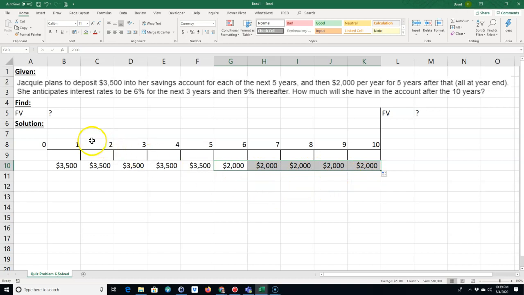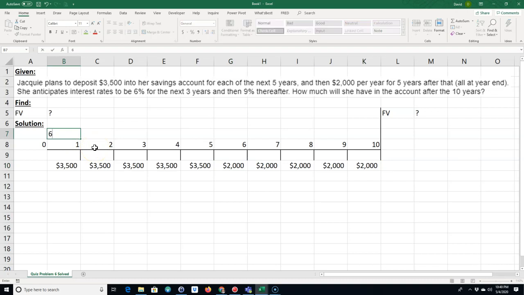So now we have the interest rates. We know each one of the first 3 years is 6%. So 6% here, and 6% as we go across. And then finally, starting in the 4th year, 9% is what you're going to be able to earn on your money.